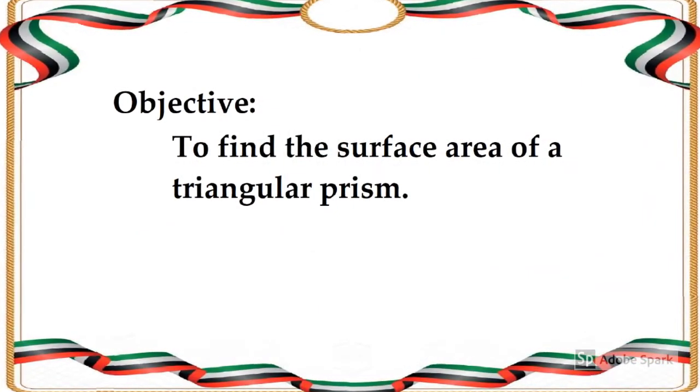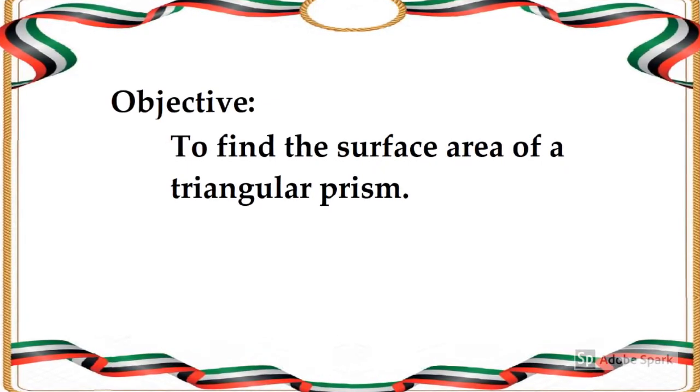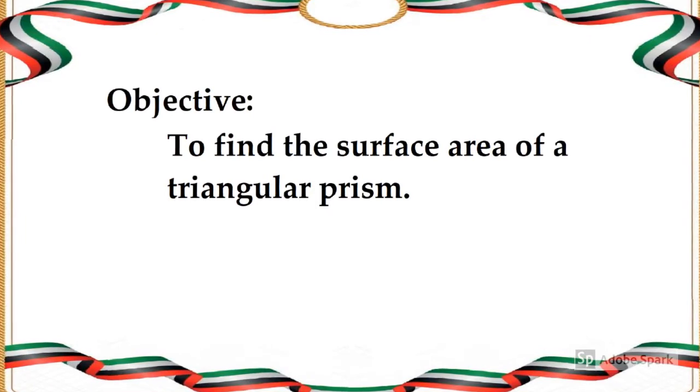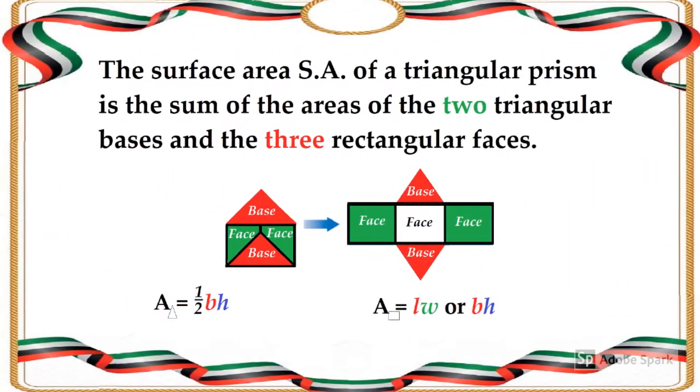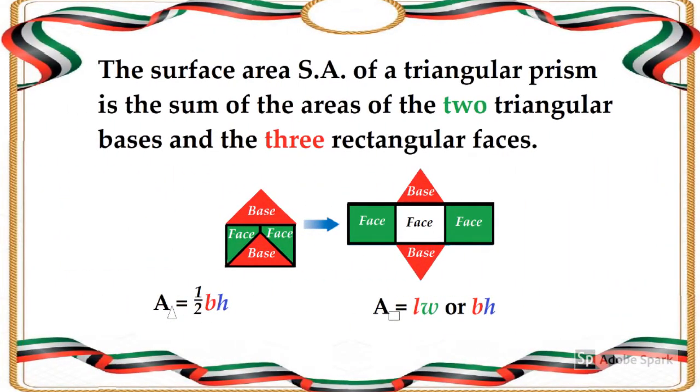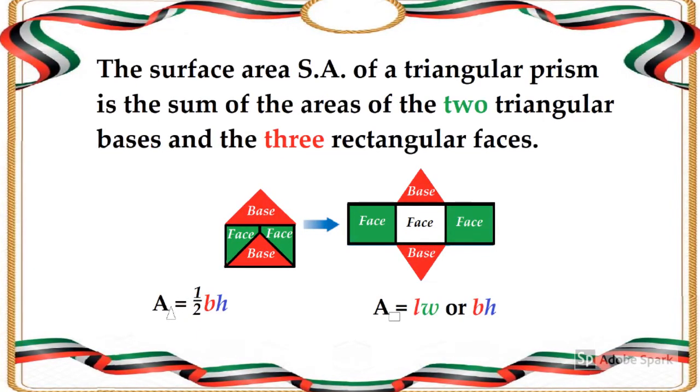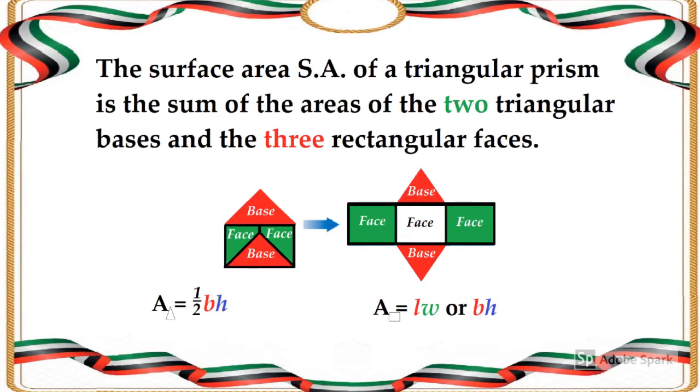Now let us move to our main lesson. The objective of our lesson is to find the surface area of a triangular prism. The surface area, SA, of a triangular prism is the sum of the areas of the two triangular bases and the three rectangular faces.